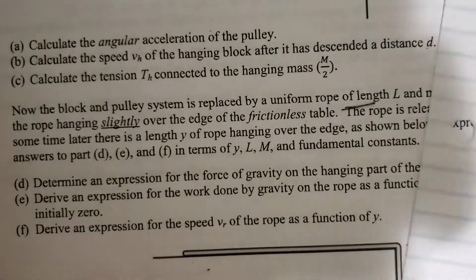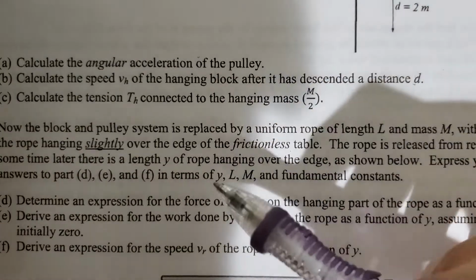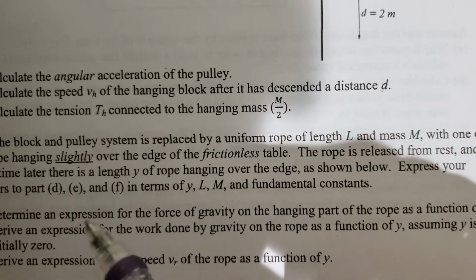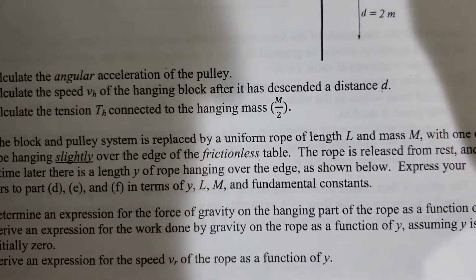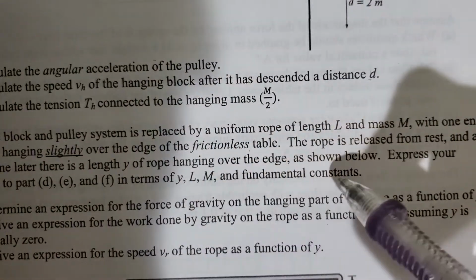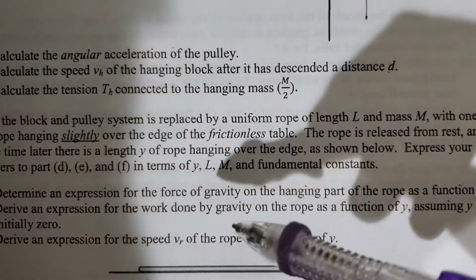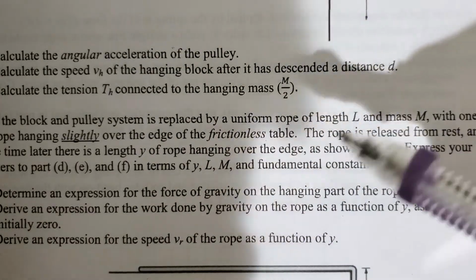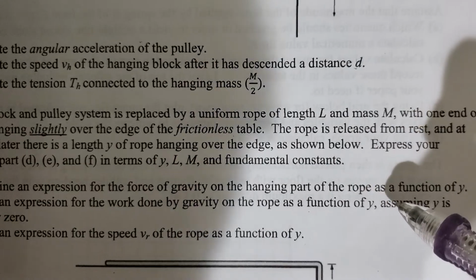Alright, now we are given this new scenario. Now it says that the block and the pulley is replaced with a uniform rope of length L and a mass of M, with one end of the rope hanging slightly over the edge on a frictionless table. The rope is released from rest, and at some time later, there is a length Y of the rope hanging over the edge. Express your answer to parts D, E, and F in terms of Y, L, and M and fundamental constants. Part D tells me to determine an expression for the force of gravity on the hanging part of the rope as a function of Y.